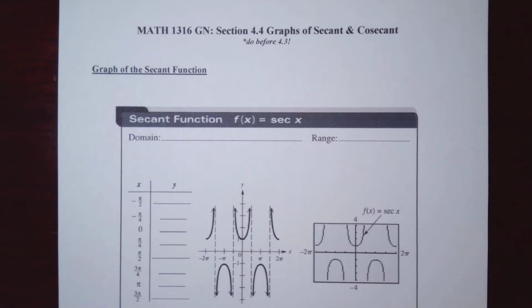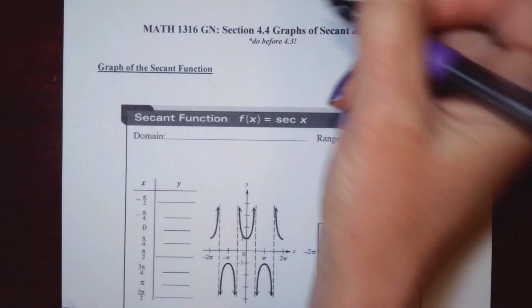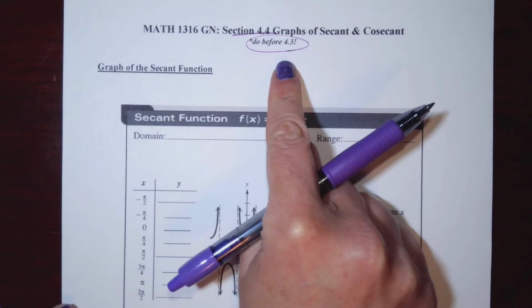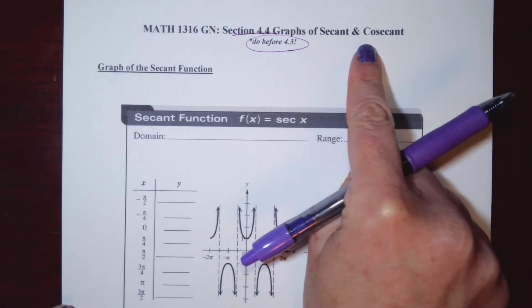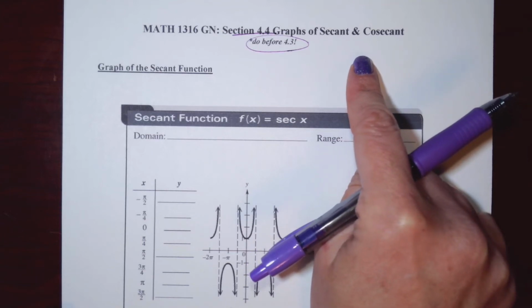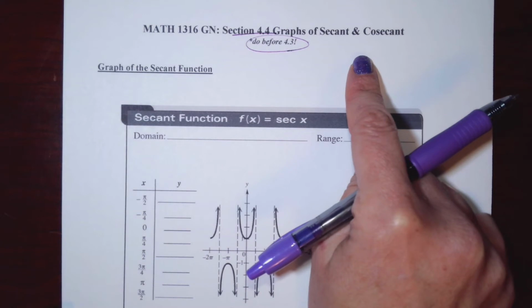So you're going to notice that we are getting some things out of order. We are going to do section 4.4 before we do 4.3 because 4.4 focuses on graphing secant and cosecant. These are our reciprocal functions for sine and cosine, and you have already done all the hard work. I promise, this section is going to be so easy.